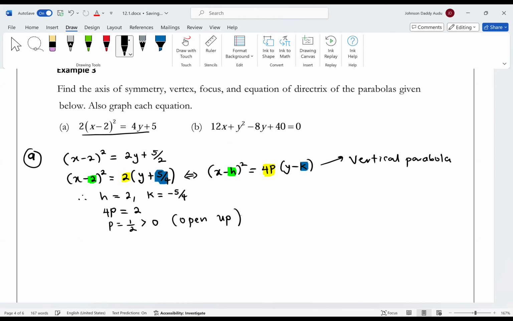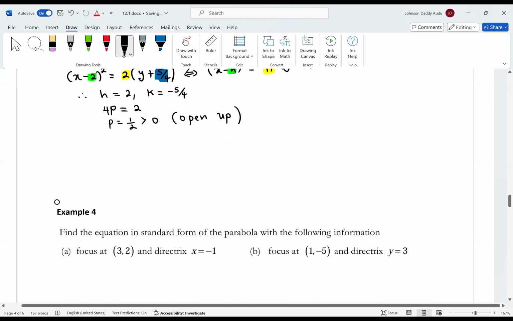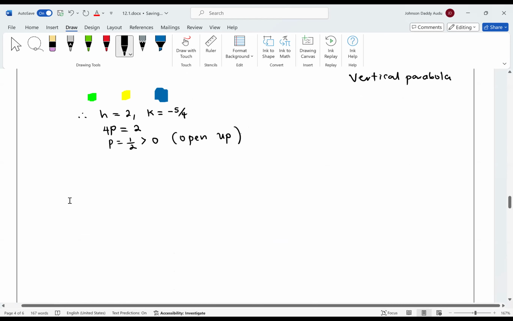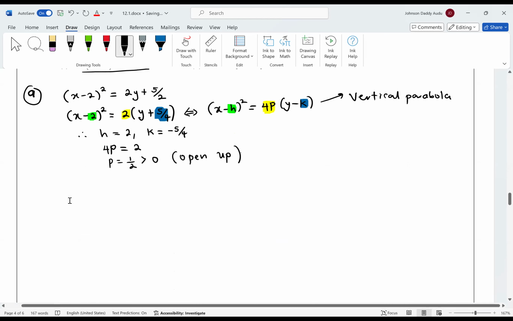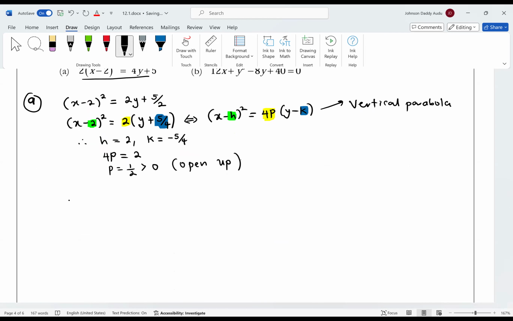You can see this opens up. Okay, so let's see. I don't want to just go to the use of the formula directly. So let's do it without the formulas first and see if we can sketch. So now the first thing we need to do is locate the vertex. So let's sketch this.